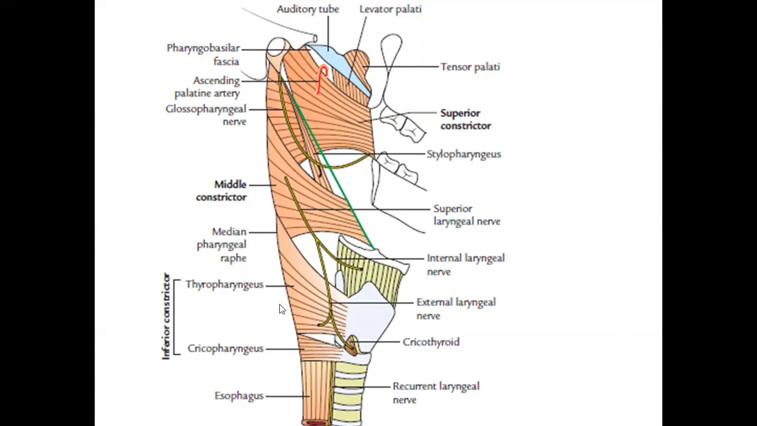Is it clear? So I said that the inferior constrictor muscle has two parts. We have the thyropharyngeus and we have the cricopharyngeus. The thyropharyngeus is supplied by the external laryngeal nerve. It helps in deglutition and in the propulsion activity. नीचे की तरफ खाने को लेके जाता है. Cricopharyngeus muscle, on the other hand, is supplied by the recurrent laryngeal nerve, and it has a sphincter-like activity. Okay.